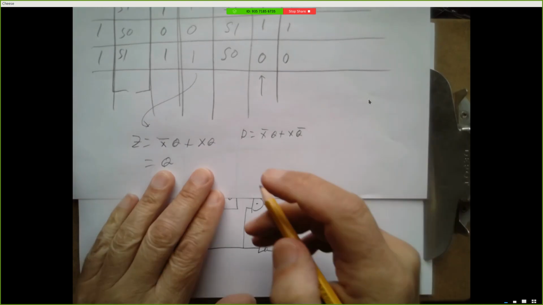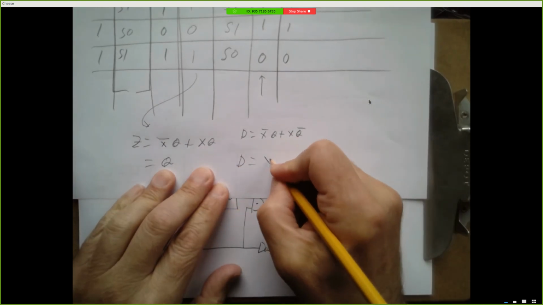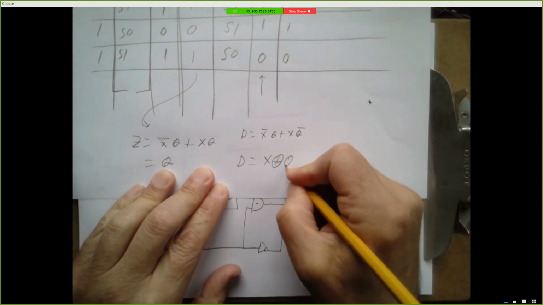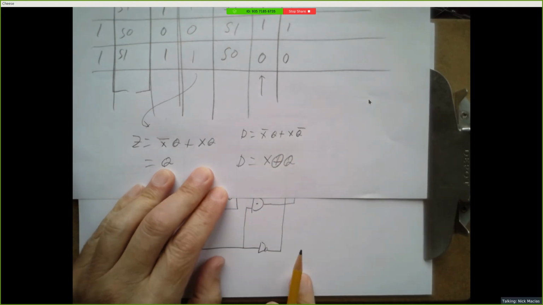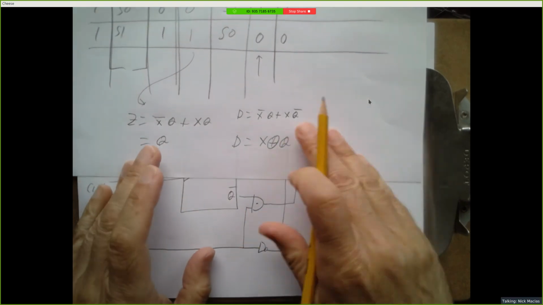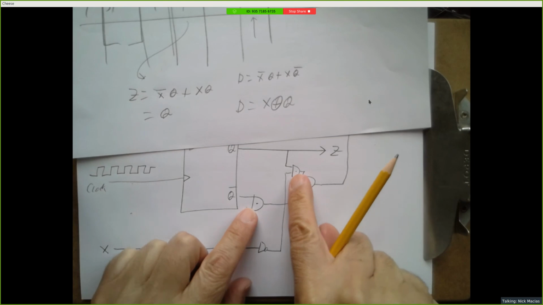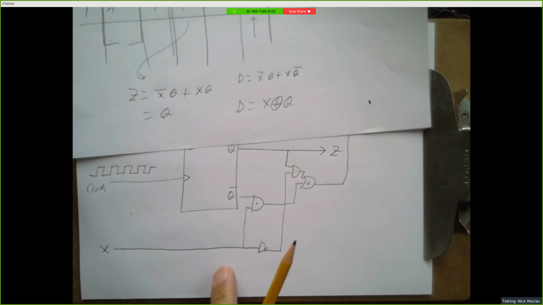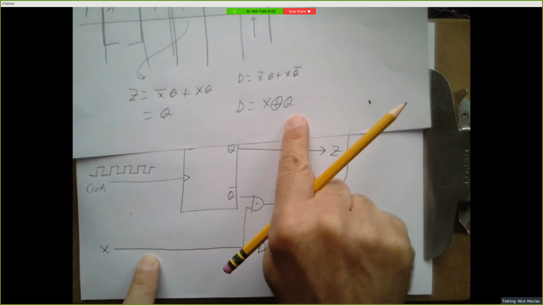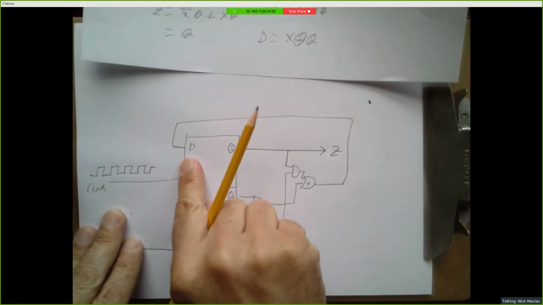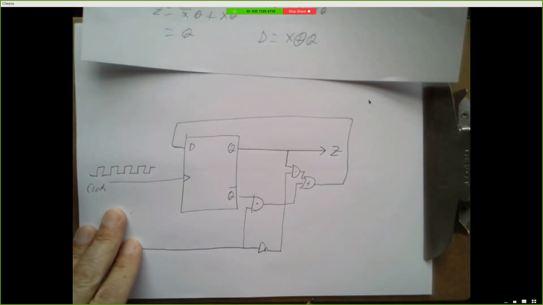Okay, and by the way, this is also an exclusive OR. So if I notice that, instead of using 2 AND gates, an inverter, and an OR gate, I could simply take X and Q, put them through an XOR, and feed that back into D.